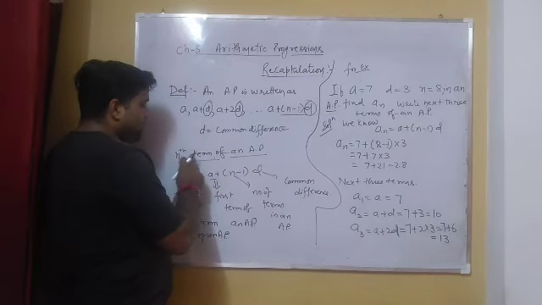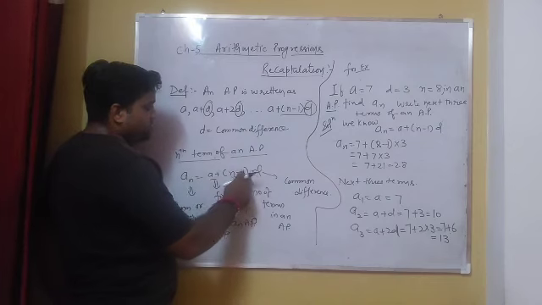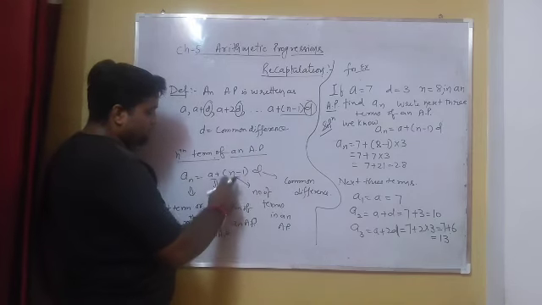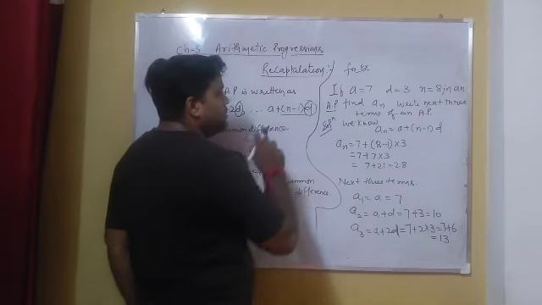Now the second is the nth term of an AP. The formula is given by a_n equals a plus (n minus 1) into d. Here a_n is the last term of the AP, a is the first term, n is the number of terms in the AP, and d is the common difference.